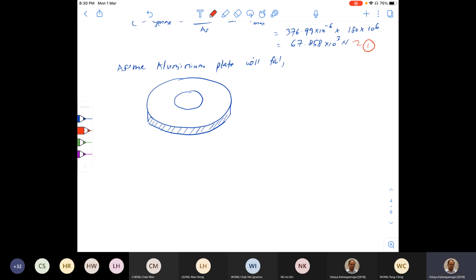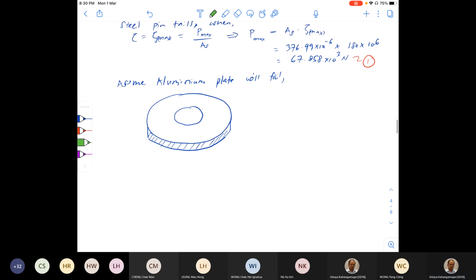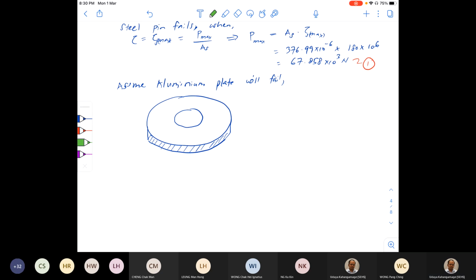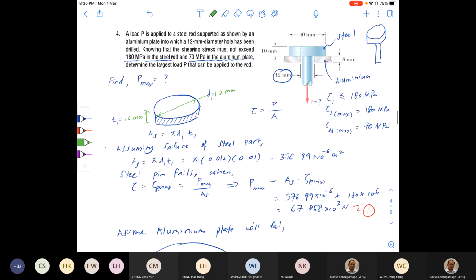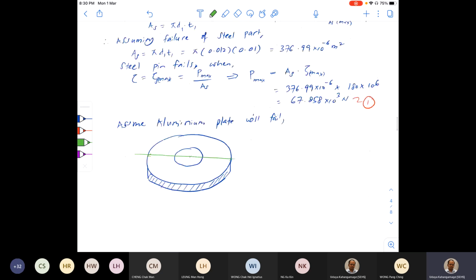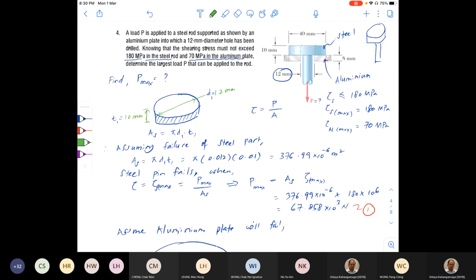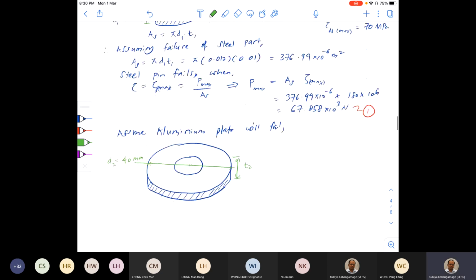And here again you can mark the diameters, the total diameter here. What is the size? 40 millimeters. D2 is equal to 40 millimeters, right? And the thickness T2, what is it? 8 millimeters.